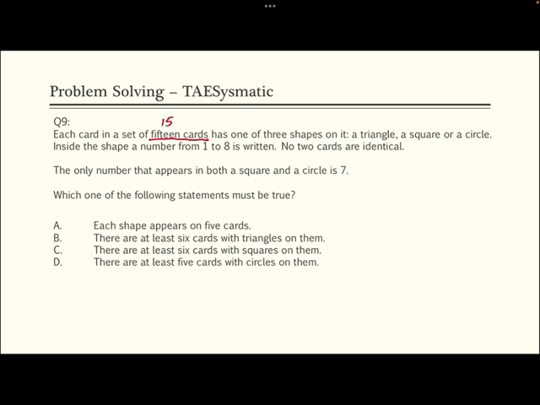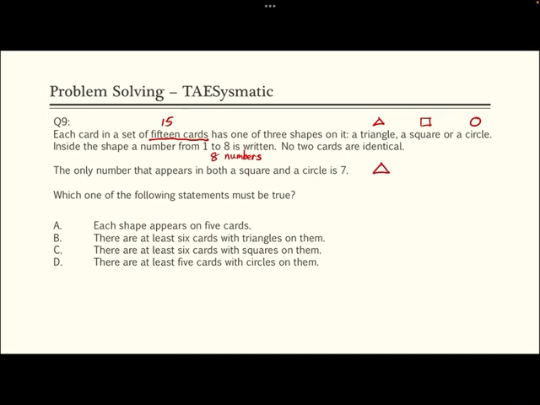So first, the information: we have 15 cards in total, and they have 3 shapes on them, which are a triangle, square, and circle. 3 different shapes. And inside each shape, we have 1 to 8, which is 8 numbers, right? No two cards are identical, which means either their shapes are different or the numbers in the shape will be different. So far, that is all the information they told us.